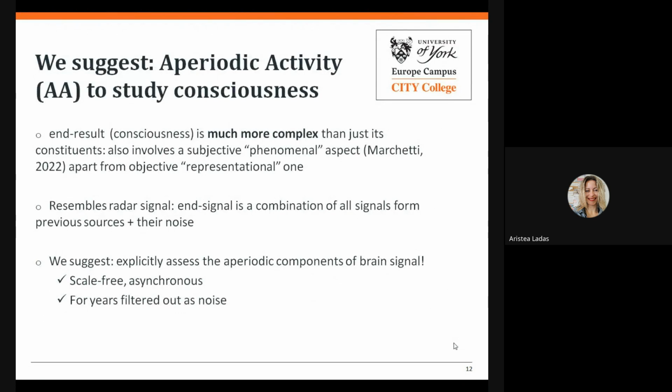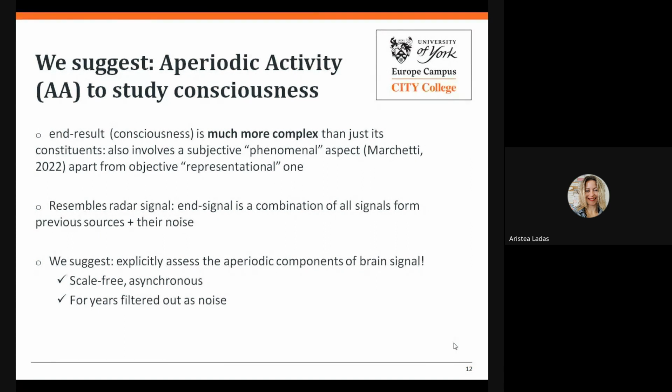Now, we know that consciousness is much more complex than just its constituents. It also involves that subjective phenomenal aspect apart from the objective one, as also Aristotle supported. It resembles a radar signal, where the end signal is a combination of all signals from previous radar sources, plus their noise, plus something more. We suggest to explicitly assess the aperiodic components of brain signal.